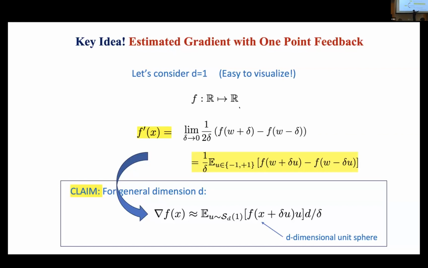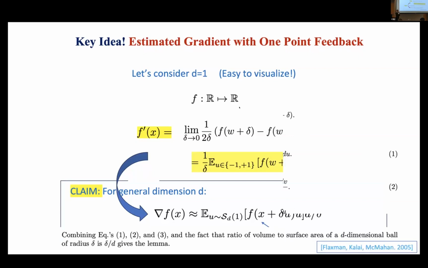Note what we need to evaluate this: we just need one single evaluation of the function at the point x plus delta. So it's just one single evaluation, which in expectation behaves like the gradient of the function, which is what I actually want. So it's a very powerful result.